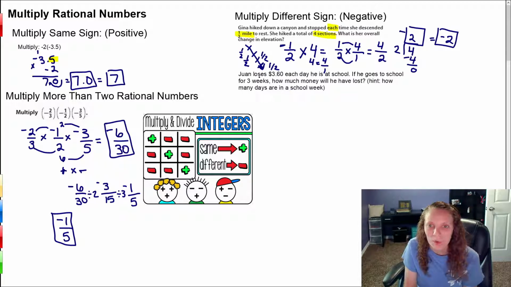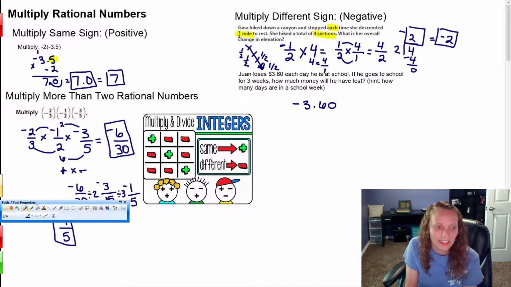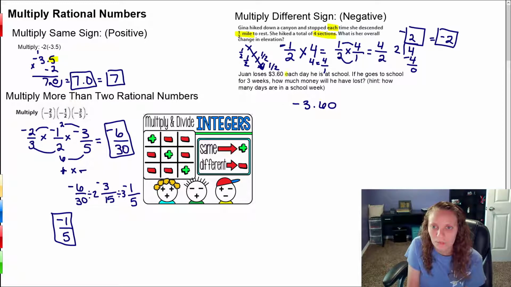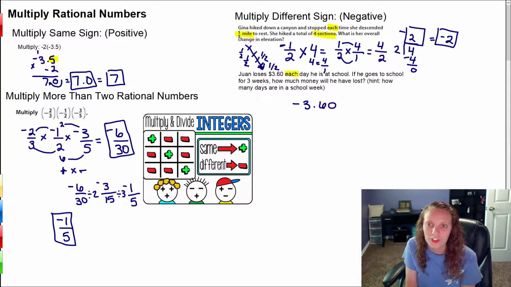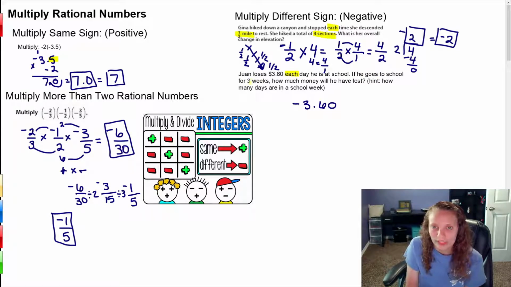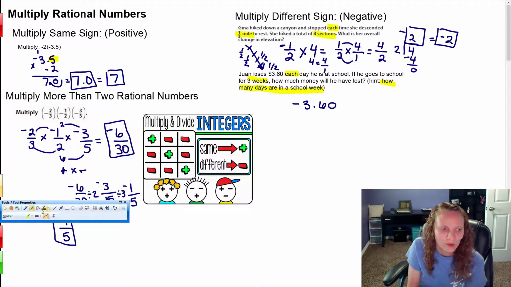Alright, last example. Juan loses $3.60 each day. Again, this word each is very important, and we'll discuss this later on in future lessons as well. If he goes to school for 3 weeks, how much money will he have lost? Now, we're talking about days and we're talking about weeks here, and I even gave the hint. How many days are in a school week? Well, most of us go to school 5 days a week.